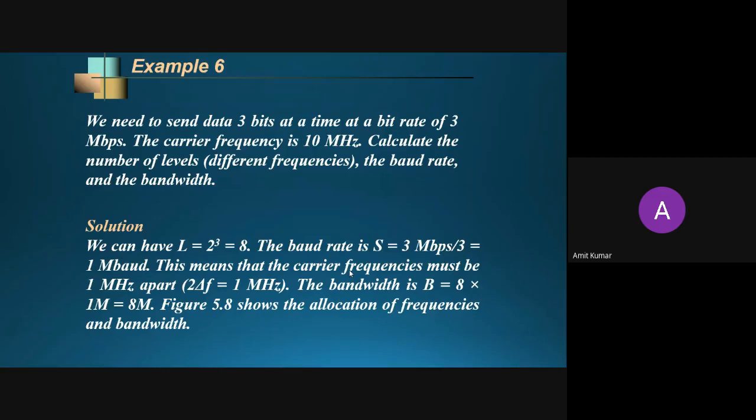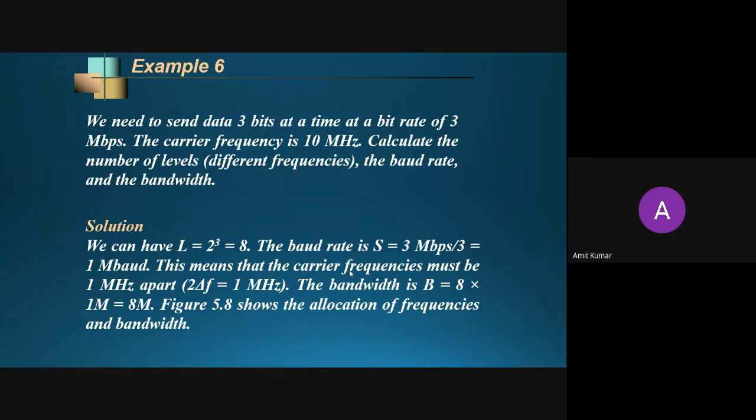We need to send 3 bits at a time at a bit rate of 3 Mbps. So if your bit rate is 3 Mbps and you are having 3-bit data, you are having 000, 001, 010 up to 111. So these 3 bits will be there. The bit rate is given as 3 Mbps. Now we need to calculate the baud rate.